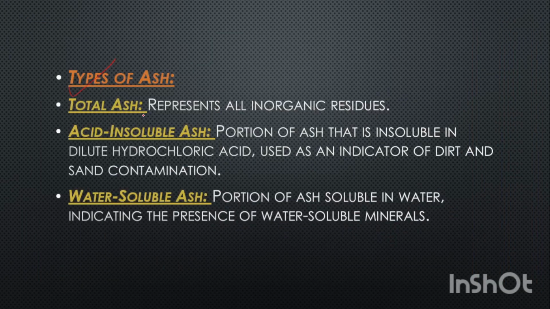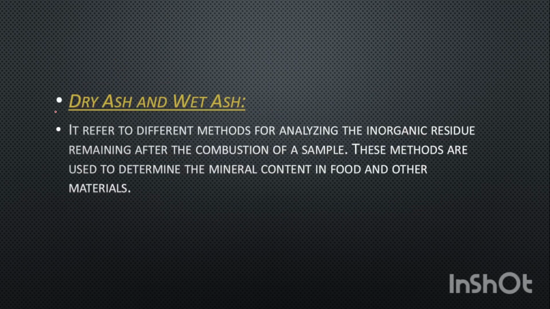Types of ash. Total ash represents all inorganic residues. Acid insoluble ash is the portion of ash that is insoluble in dilute hydrochloric acid, that is HCl, used as an indicator of dirt and sand contamination. Next is water soluble ash, the portion of the ash soluble in water, indicating the presence of water soluble minerals. What do we mean by dry ash and wet ash? They refer to different methods for analyzing the inorganic residues remaining after the combustion of a sample. These methods are used to determine the mineral content in food and other materials.